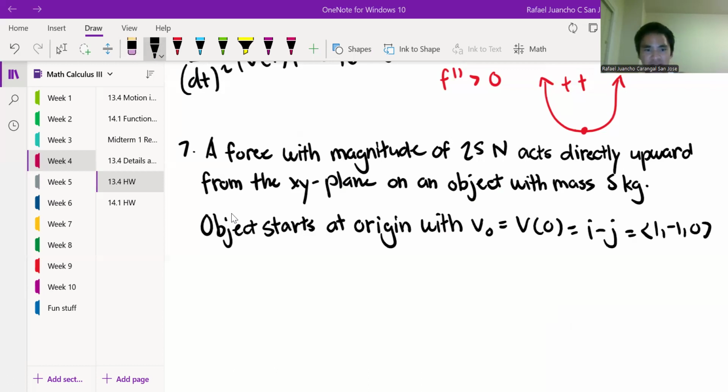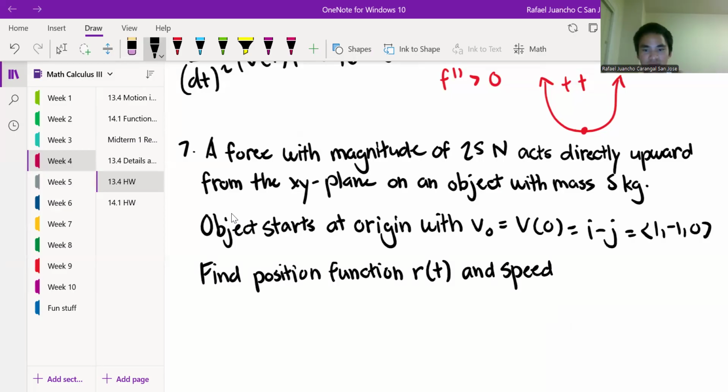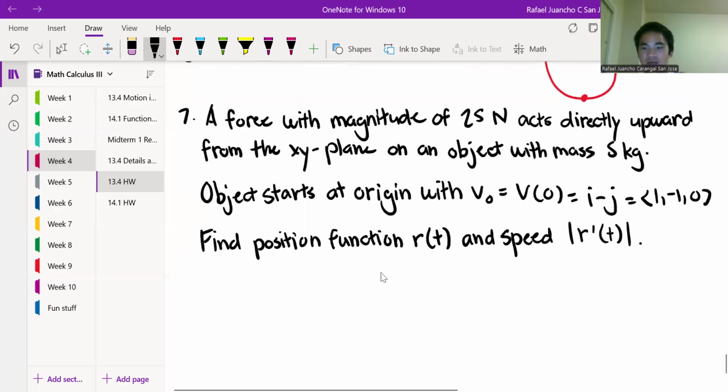And here we're being asked to find a position function. So I'm going to be specific. The problem's asking me to find a position function. We're going to call it r of t, and its speed. And so that's my r prime of t, and we get its magnitude, at time t.